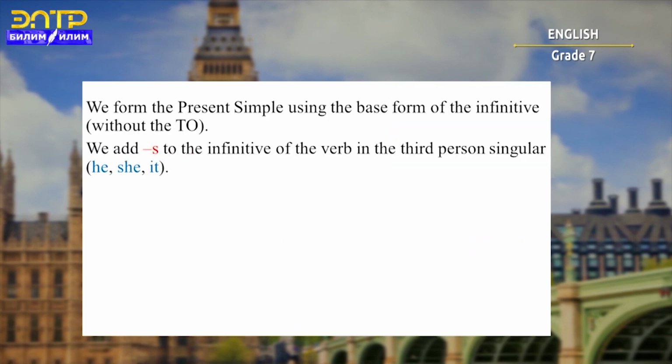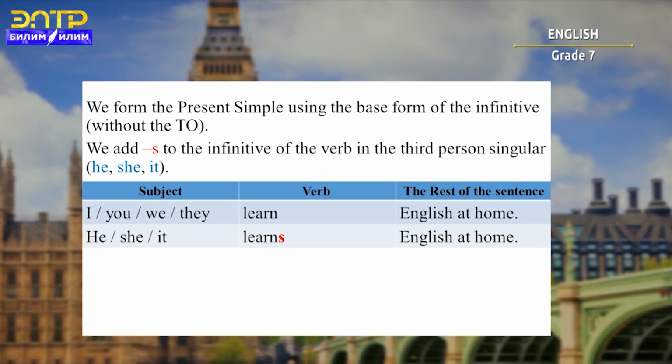We form the present simple using the base form of the infinitive without the to. We add s to the infinitive of the verb in the third person singular: he, she, it. Let's look at the table and let's read the sentences. I, you, we, they learn English at home. He, she, it learns English at home.